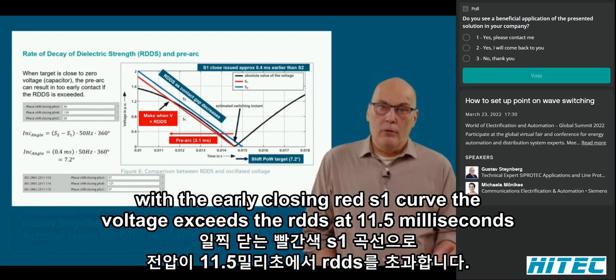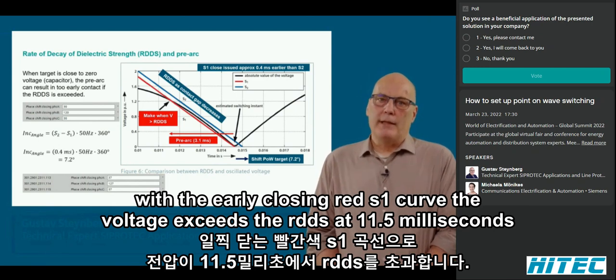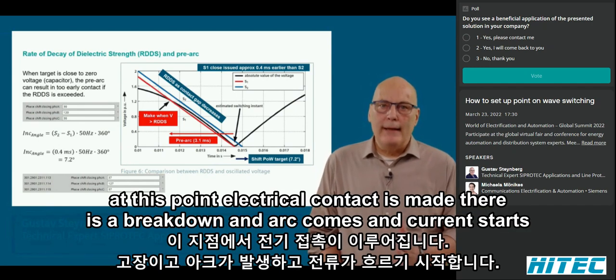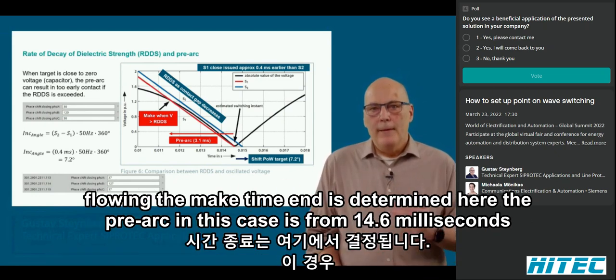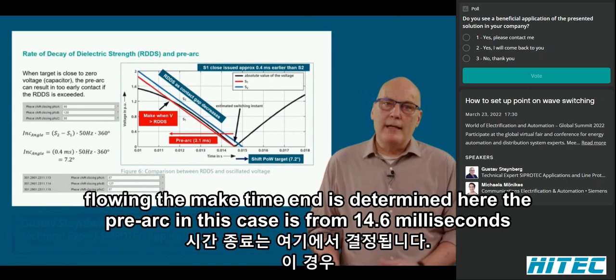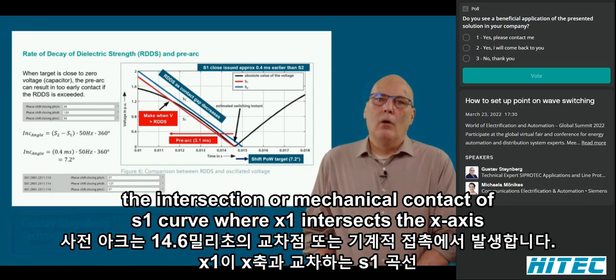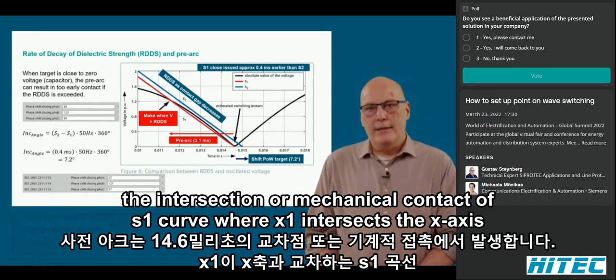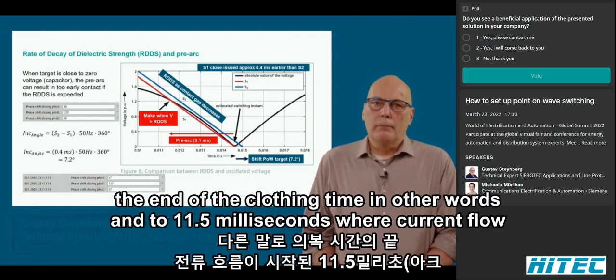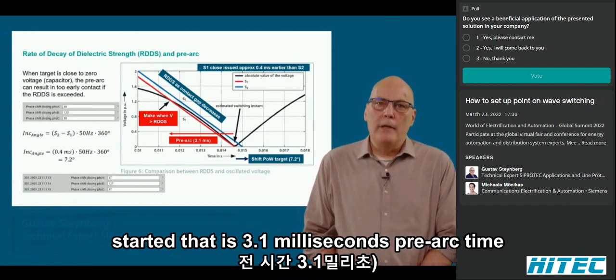With the early closing, red S1 curve, the voltage exceeds the RDDS at 11.5 milliseconds. At this point, electrical contact is made. There's a breakdown, an arc comes and current starts flowing. The make time end is determined here. The pre-arc in this case is from 14.6 milliseconds, the intersection or mechanical contact of S1 curve, where S1 intersects the x-axis, end of the closing time, in other words, and to 11.5 milliseconds where current flow started. That is 3.1 milliseconds pre-arc time.